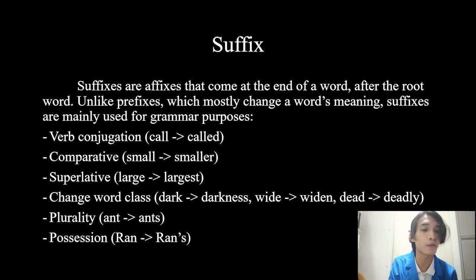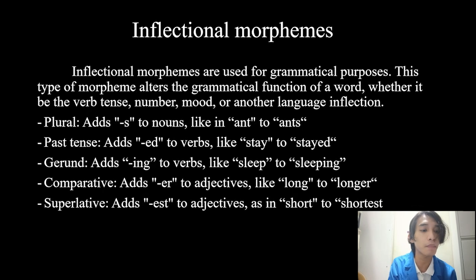Then we go to inflectional morphemes. Inflectional morphemes are used for grammatical purposes. This type of morpheme alters the grammatical function of a word, whether it be the verb tense, number, mood, or other language inflection. There are five of them. Plural adds -s to nouns, like end to ends. Past tense adds -ed to verbs, like stay to stayed. Gerund adds -ing to verbs, like sleep to sleeping. Then comparative adds -er to adjectives, like long to longer. And then superlative adds -est to adjectives, as in short to shortest.